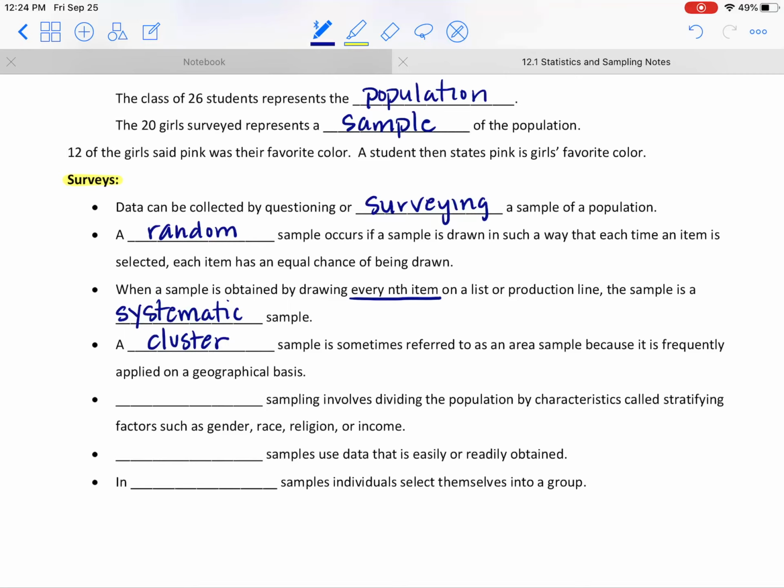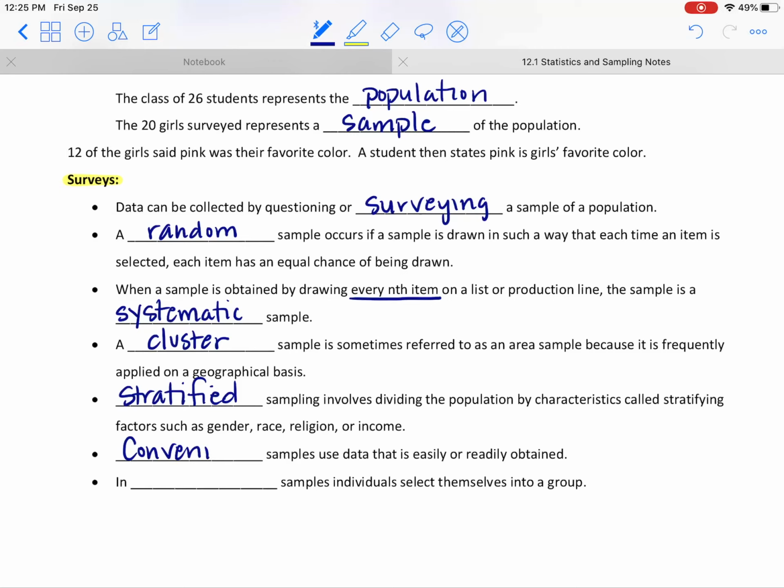Now, sometimes you have sampling that involves dividing a population by characteristics that they have in common, stratifying factors, like maybe I survey girls, maybe I survey guys over the age of 18, maybe I survey third graders, or I pick a different grade level. If there's something that the group has in common, some stratifying factor, then what we're taking is a stratified sample, using a stratified survey.